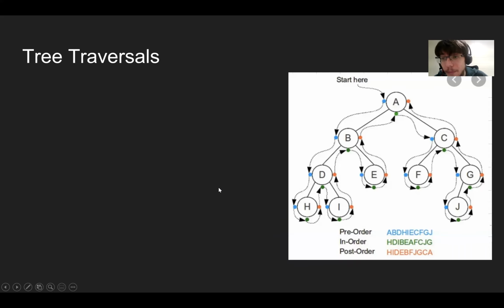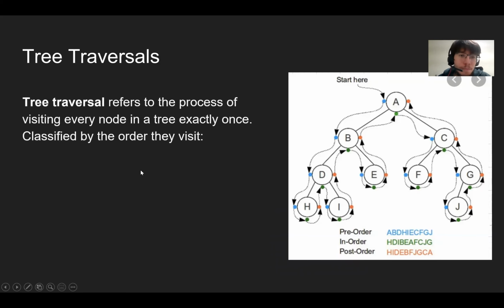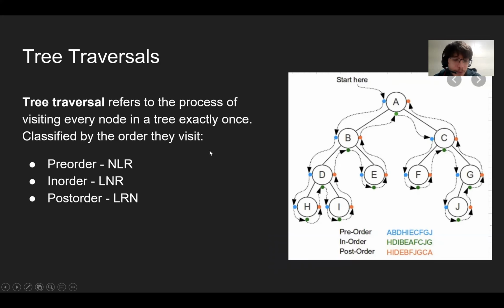A tree traversal, remember, is where we go through and visit each node in the graph or in the tree. Hopefully you know some tree traversals from your project one. It refers to the process of visiting every node in a tree exactly once. There are 3 main types. You have level order traversals, but then right here we have 3 other kinds of traversals: pre-order, in-order, and post-order.